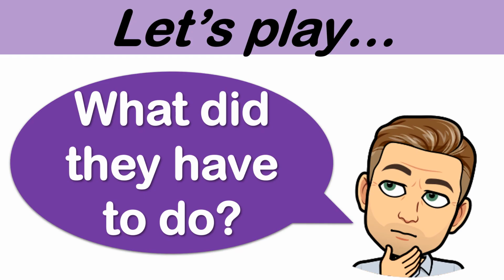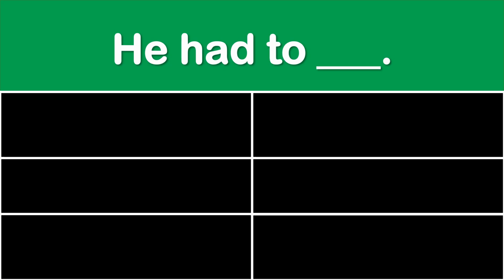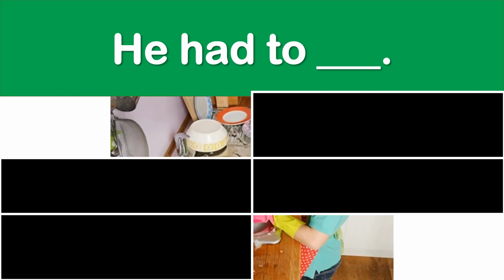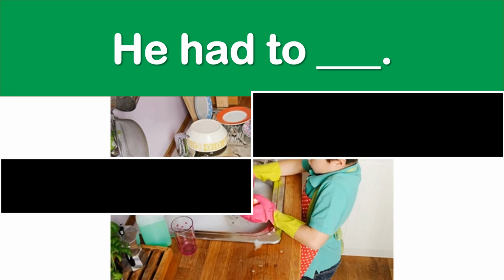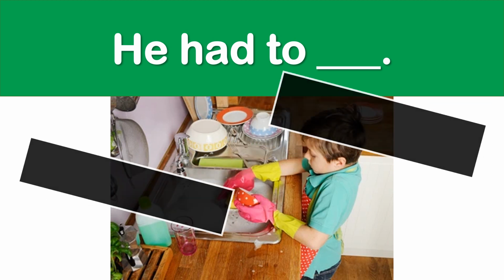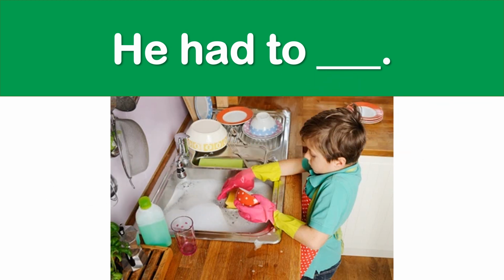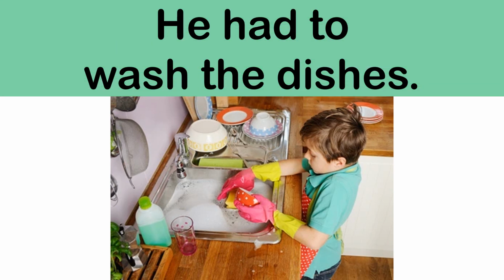Now let's play, what did they have to do? So we're going to look at some children doing something, and you're going to tell me what the past obligation was. Take a look at this first one. Tell me what he had to do. Say your answer out loud. Do you know what it is? Say the full sentence. The full sentence is, he had to wash the dishes. Say it after me. He had to wash the dishes.